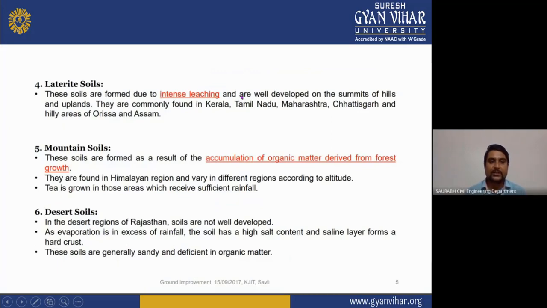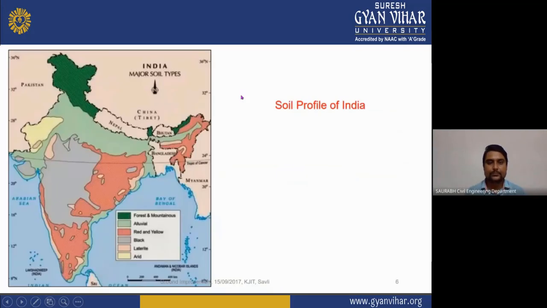Now come to the lacustrine soil, mountain soil, and desert soil. I have prepared one separate video on it. If you want to know about these soils, you can watch that video. See here is the soil profile of India. You can see on the map that this is forest and mountainous area, this is the alluvial soil area, this is your red soil area, and this is your black cotton soil area. As you can see here, that is your laterite soil area, and this is your arid area.